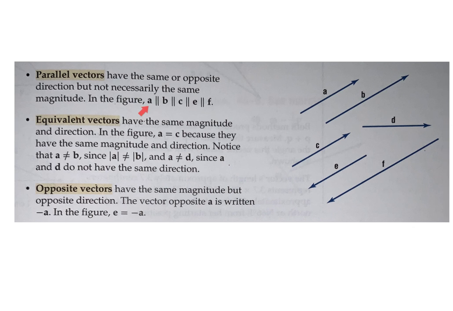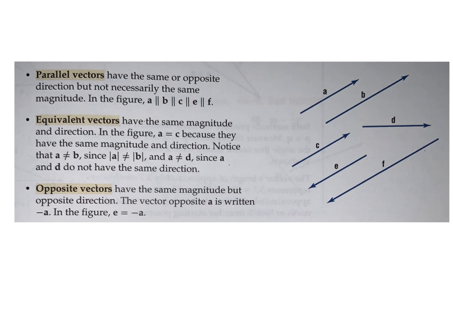In the figure, A, and this is your parallel symbol, which is the exact symbol you would have used in geometry, A is parallel to B, which is parallel to C, which is parallel to E, which is parallel to F. All of these are parallel lines. This guy visually makes you not think they are, but they are.